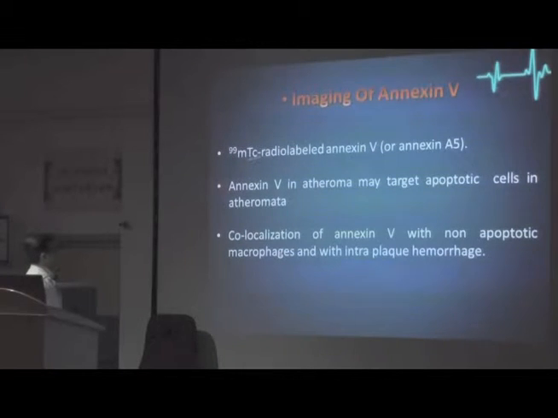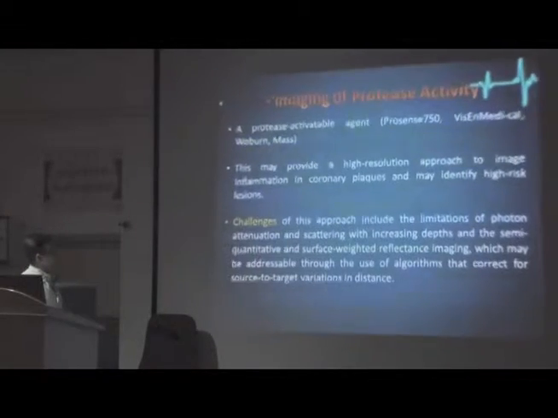Imaging of annexin 5 with a technetium-99m radiolabeled annexin 5. Annexin 5 in the atheroma may target apoptotic cells in atheromata. Co-localization of annexin 5 with non-apoptotic macrophages and with intraplaque hemorrhage.